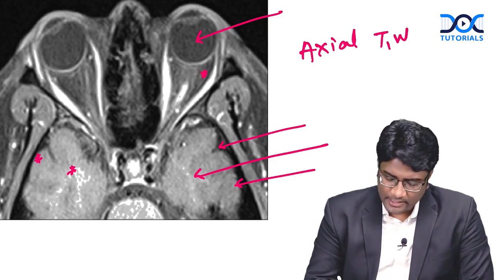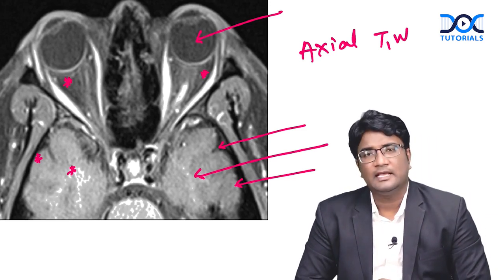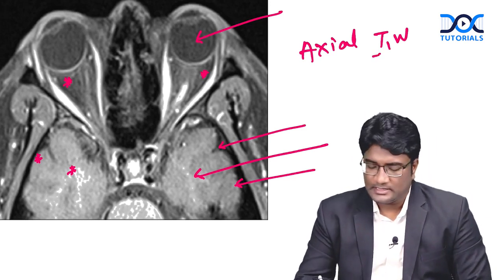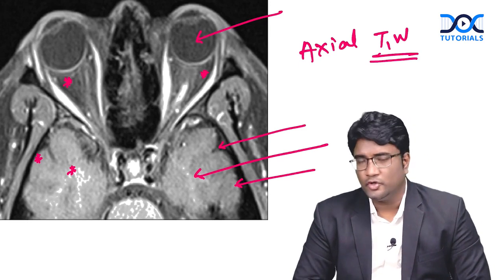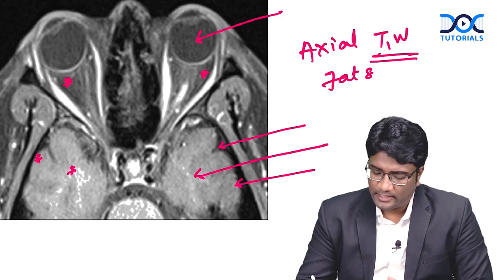And if you look at the intraconal fat, how is it? The intraconal fat, the peribulbar fat, it is appearing dark. So is it a regular T1 weighted image? No, it is a fat suppressed sequence. So this is axial T1 weighted fat suppressed sequence.